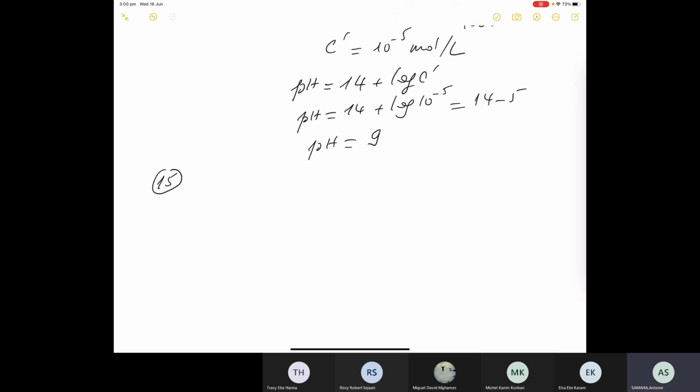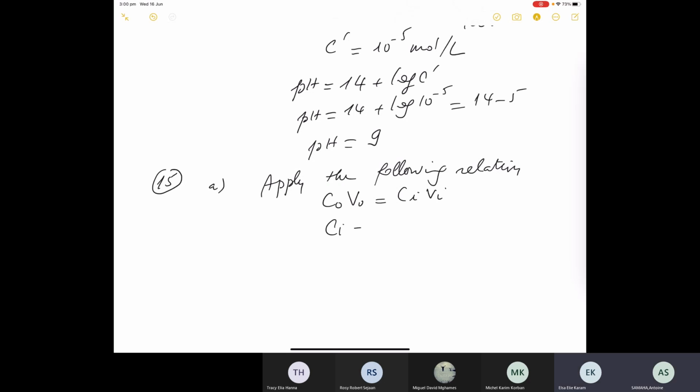Okay, so if I want to calculate the molar concentrations of S1, S2 and S3, we apply the following relation: C0 V0 equal to C1 V1, meaning C1 is equal to C0 V0 over V1.